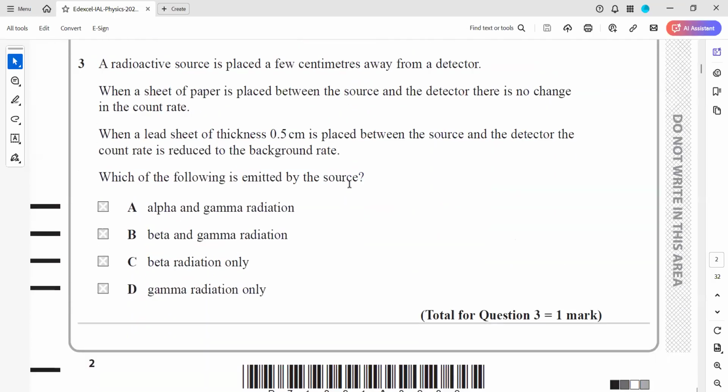A radioactive source is placed a few centimeters away from the detector. When a sheet of paper is placed at the detector, there is no change. So there is no alpha. When lead of thickness 0.5 centimeters is placed and the detector count reduces to background, what can be deduced from this? Alpha cannot pass through paper, and when the paper was placed, there was no change. But beta can be stopped by thick aluminium.